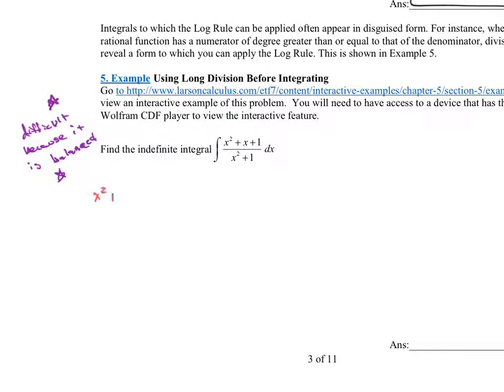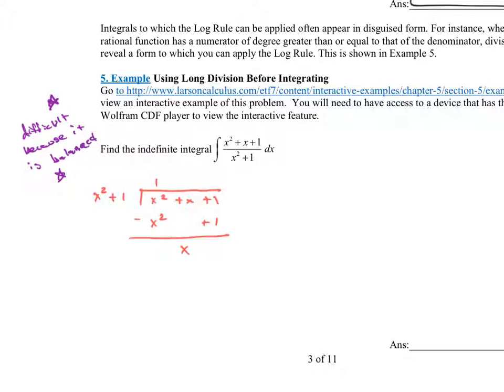So we have to see how many times x squared plus 1 would go into x squared plus x plus 1. Well, the idea is, how do I make the first term look like the first term? Simply multiply it times 1. If I multiply it times 1, 1 times x squared plus 1 is x squared plus 1. I do my subtraction between the two. x squared minus x squared is 0. x minus 0 is x, and 1 minus 1 is 0.